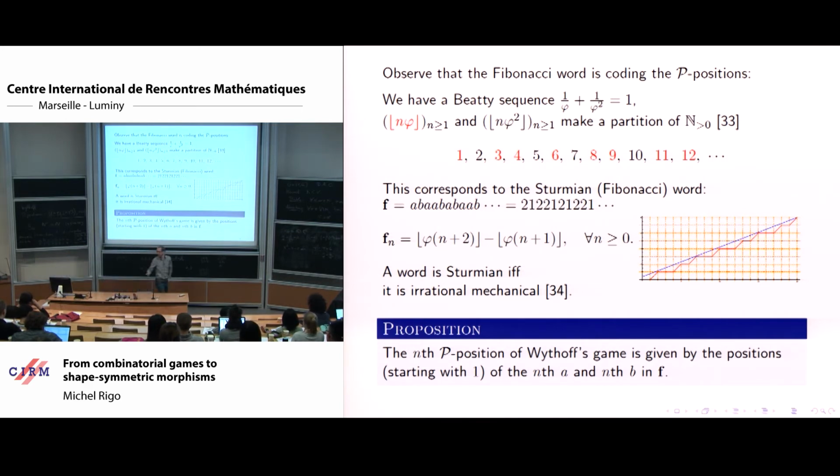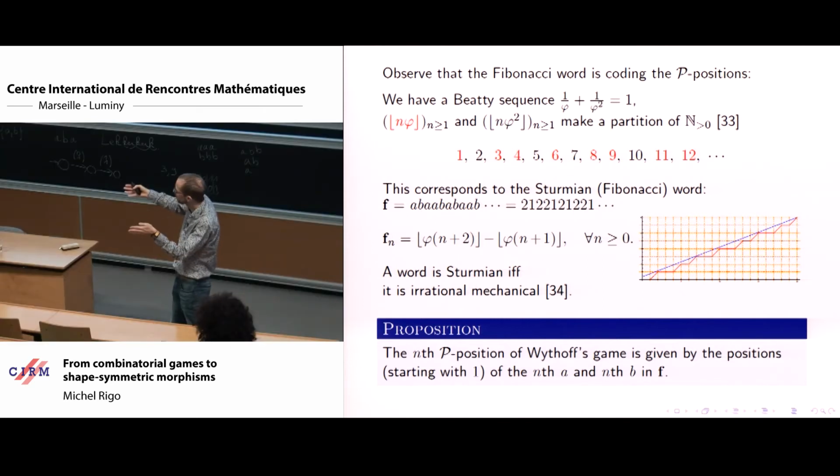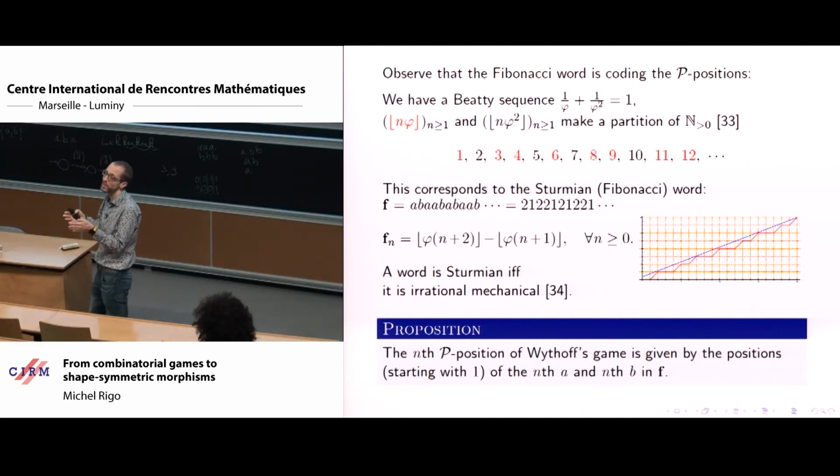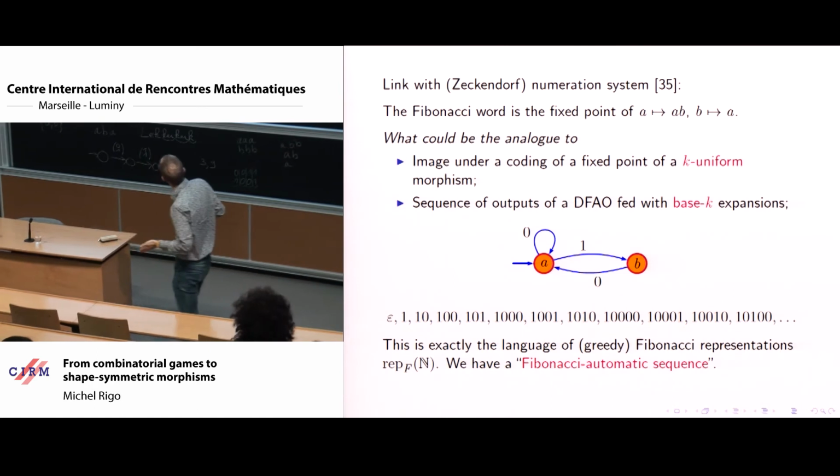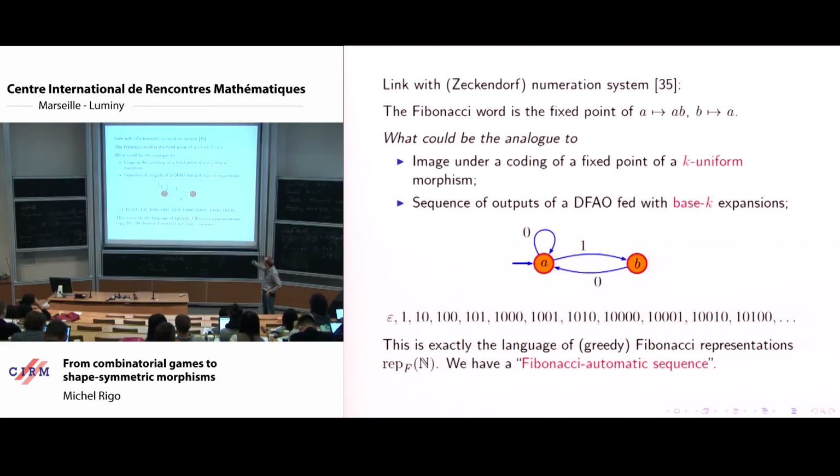So I have a morphism, no, the Fibonacci morphism, or Fibonacci substitution, which is no longer of constant length. One image is of length 2, and the other one is of length 1. So can I do the same as yesterday? Instead of having a uniform morphism, and so instead of having base k expansion, can I do the same trick? And the answer is yes.